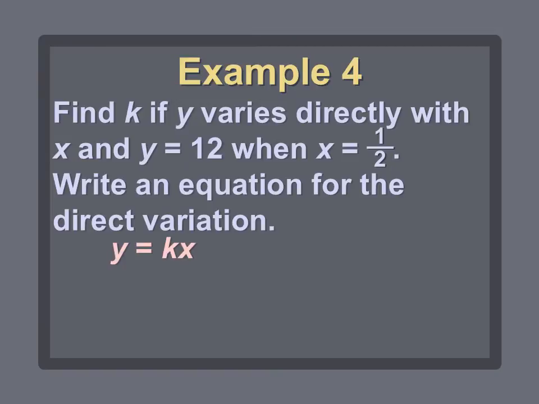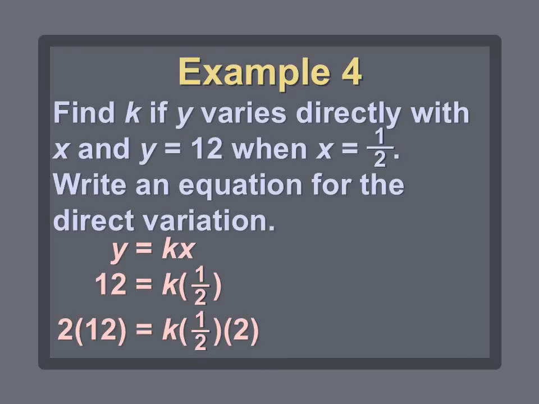So part 1, to find k, we're going to use the direct variation form, which is y equals k times x. We're going to use this to solve for k. Since we know that y is 12 when x is 1/2, we can plug in y equals 12 and x equals 1/2. And now we get 12 equals k times 1/2. And now we solve for k by multiplying by 2 on both sides. And so now we would say that k is equal to 24. So this is part 1. We found k. But we're not done.